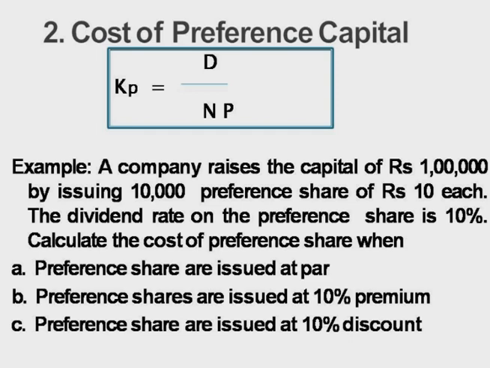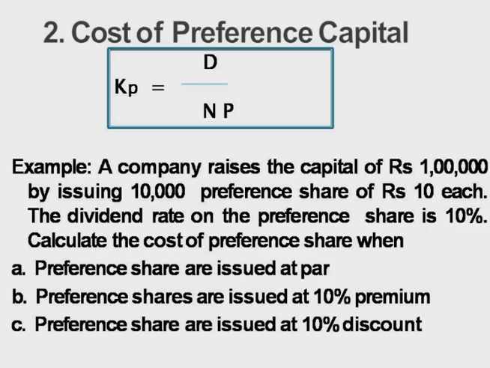Example: the company raises the capital of rupees 1 lakh by issuing 10,000 preference shares of rupees 10. Dividend rate on preference share is 10%. Now what would be the KP at par, at 10% premium or at 10% discount? So here is the solution.